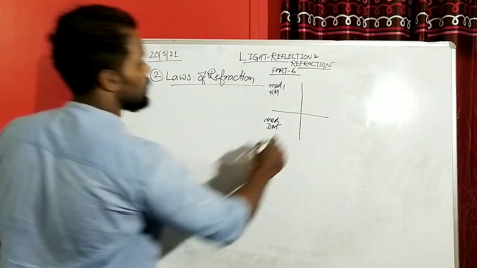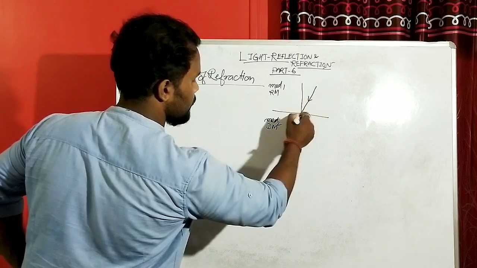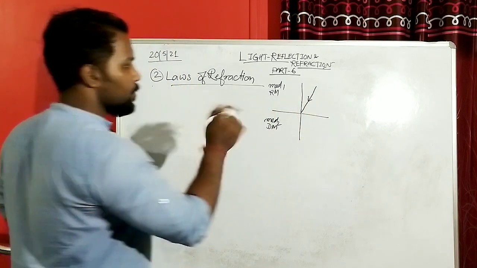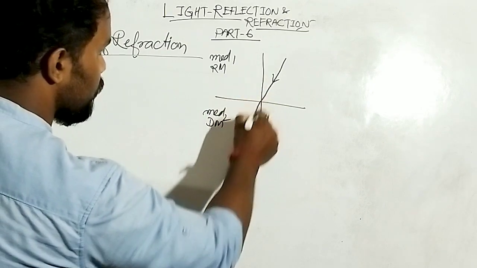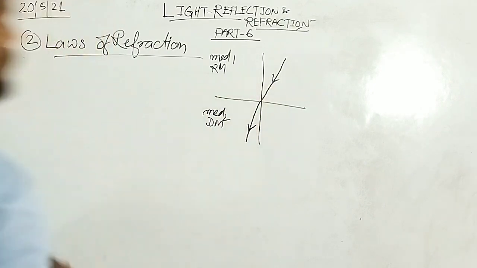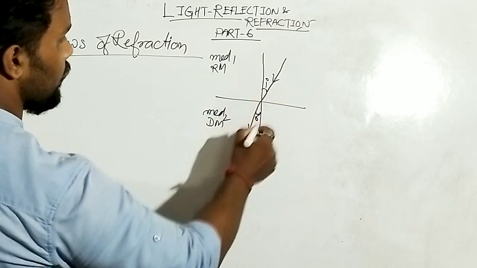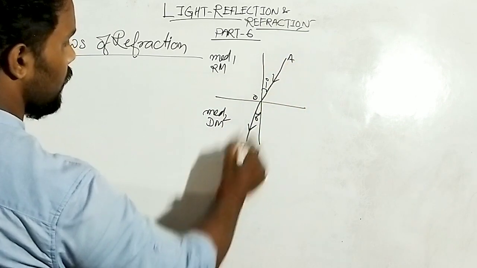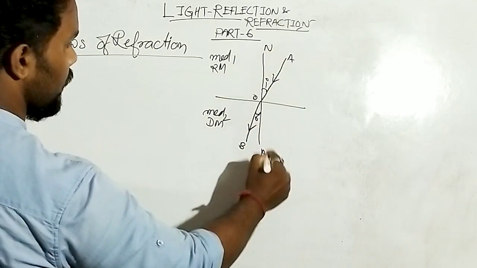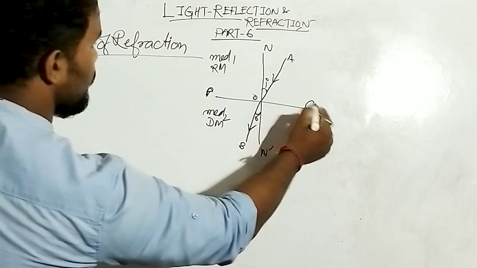I'm just considering this. So this is the incident ray, which is incident on the interface where the two media are joined. Since it goes from the rarer medium to the denser medium, it moves towards the normal. This is the angle of incidence, and this is the angle of refraction, right? Give them some names: this is the point O, A, O, B, N, N dash. I have just given some names, and this is the PQ surface.